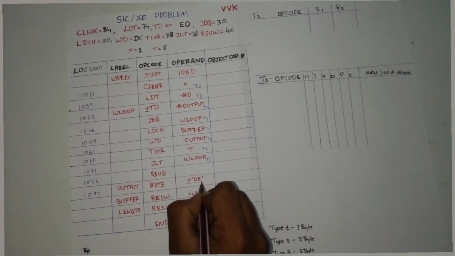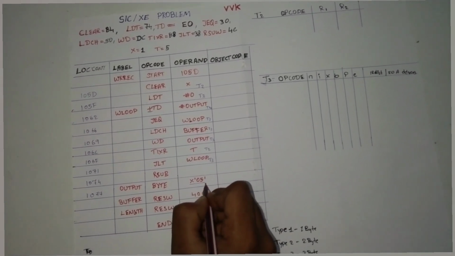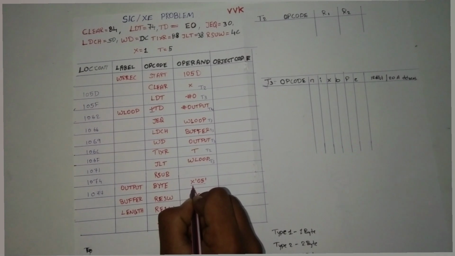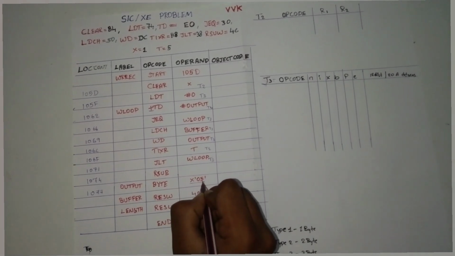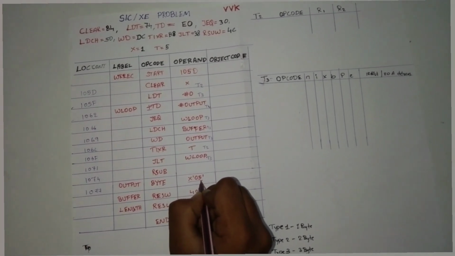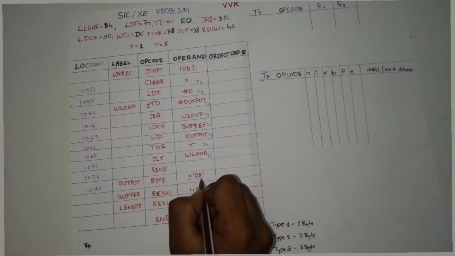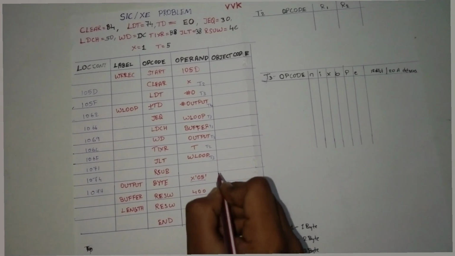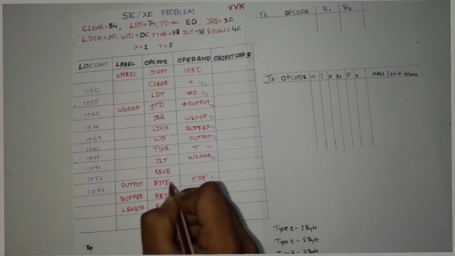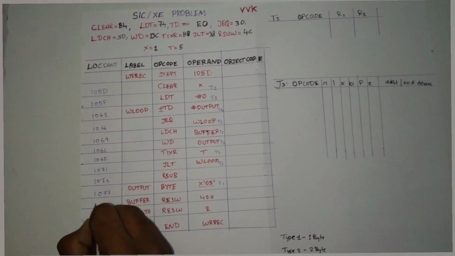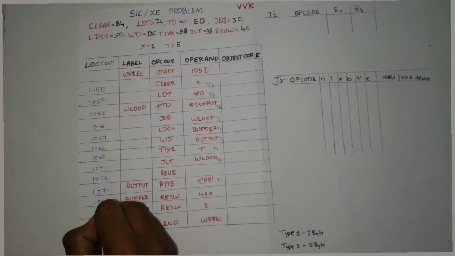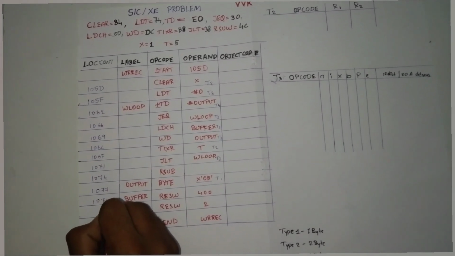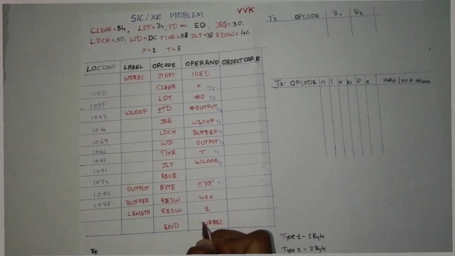Next, here X'05' is considered as type 1, because X is 4 bits, and 05 is 4 bits, and the total is 8 bits. 8 bits is equal to 1 byte, so it is type 1. So only 1 byte is added to the previous location counter. The location counter will be 1078.